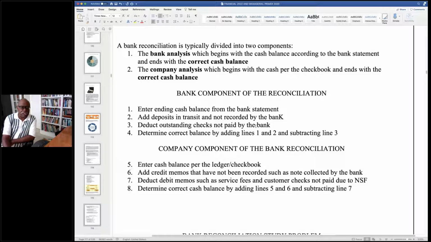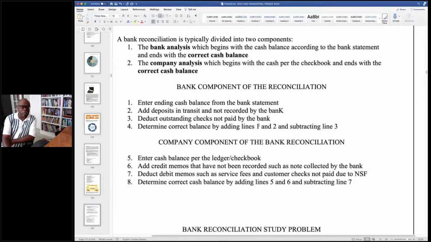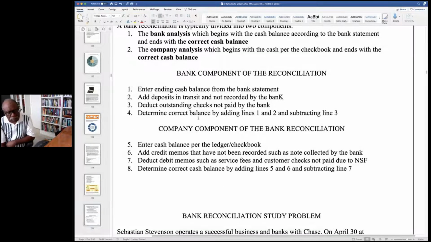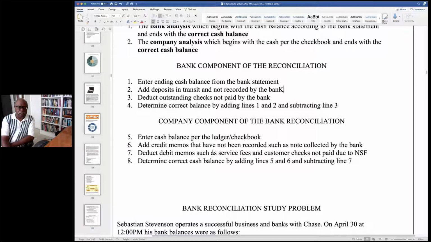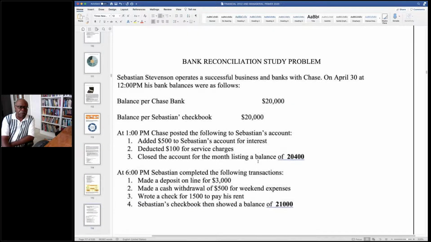Deduct outstanding checks not paid by the bank. Determine the correct balance. For the company, you're going to enter the cash balance that's in the ledger checkbook. You're going to add credit memos that have not been recorded, such as notes collected or interest paid by the bank. You're going to deduct debit memos such as service fees and customer checks, and you're going to determine the correct cash balance. So let's look at an example.